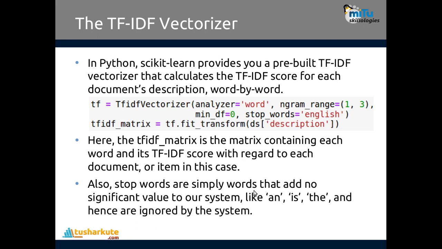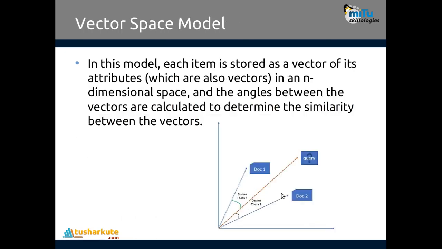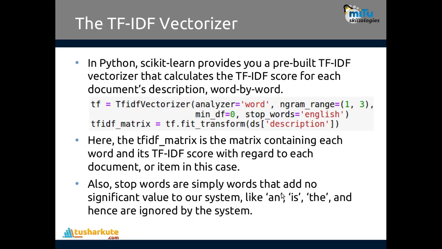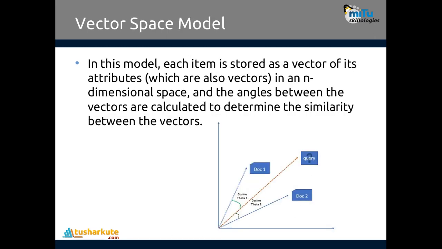So stopwords are simply words that have no significant value in our system, like "is" and "the", and hence are ignored by the particular system. That's why I have mentioned stopwords over here. In this way the TF-IDF score is calculated and the importance of the particular words in the document is identified. There is one more model called the vector space model, which is used over here.